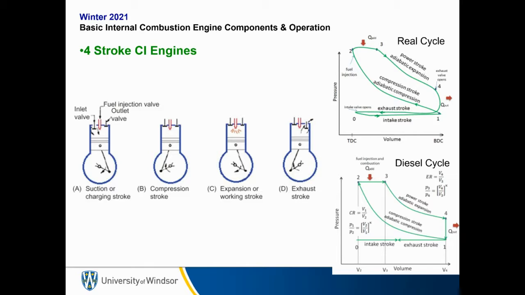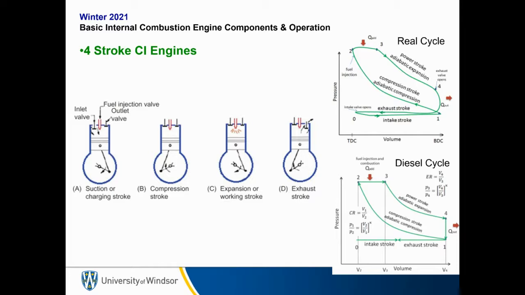So the main difference between spark ignition and compression ignition: spark ignition combustion starts because of a spark. Compression ignition starts because of high temperature and pressure from compression. And how do you control when the combustion starts? In spark ignition, it's whenever you have your spark, what your spark timing is. In a compression ignition engine, it's whenever you inject the fuel. That's how you control the combustion event.